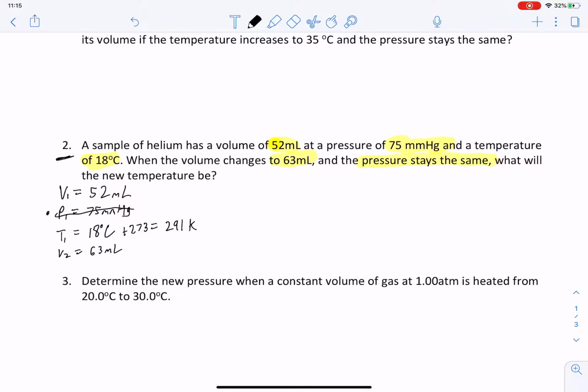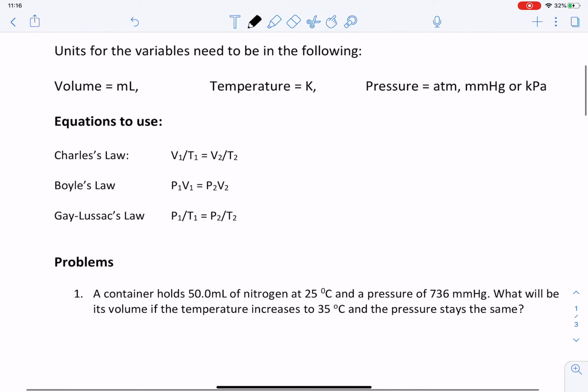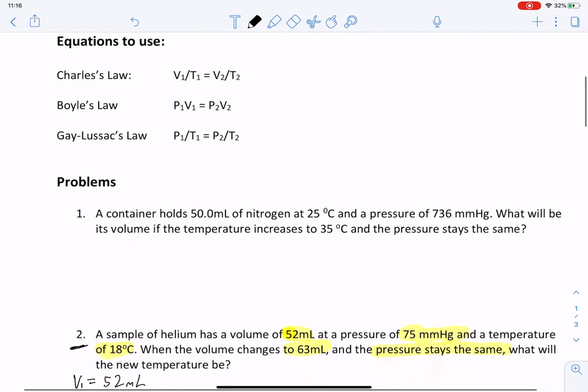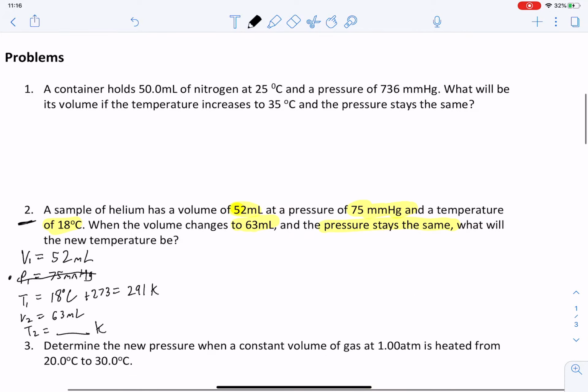The question asks, what will the new temperature be? So that's going to be T2. That is our unknown, so we're going to leave that blank. Now that we have everything, we have V1, T1, V2, and T2, we can go back up to our equations and grocery shop, picking out the one that we need. We have V1 and T1 and V2, and we need T2. So that's going to be Charles' law.